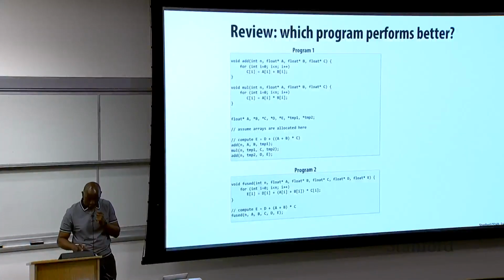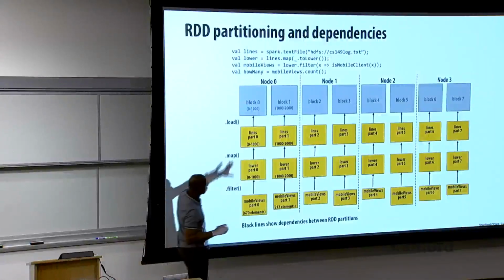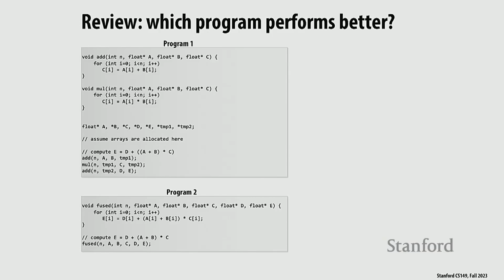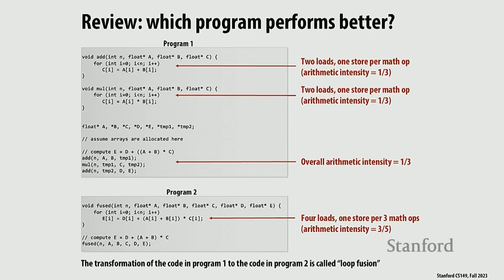Okay? So the question is, thinking about the fact that we've got these dependencies, can we optimize the implementation of RDDs? And the way to think about it is to think back to some of the optimizations that we've talked about so far. We've talked about the fact that this program is better than that program, right? And why is that? Less writes to memory. Right. We've done fusion of these loops, and we have reduced the writes to memory, and so improved the arithmetic intensity.